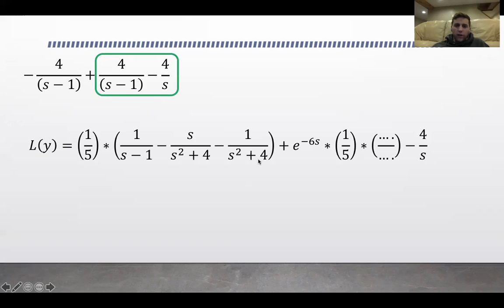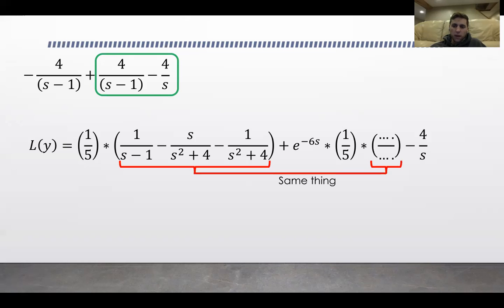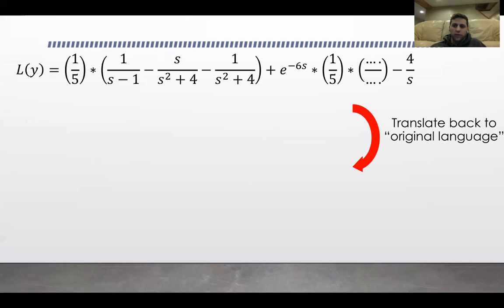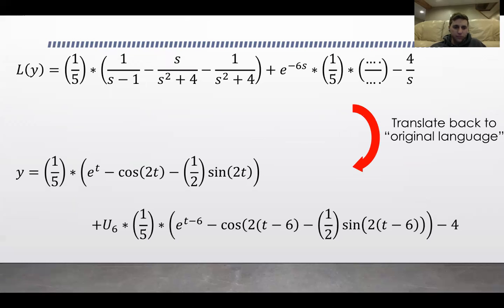And so at this point, we are just about ready to transform back into the original language. We have been in Laplace language this whole time, so we're soon ready to take the inverse Laplace. Like I said, these two things are exactly the same. I just abbreviated them here so we didn't have to write them all again. So this is that same function from the previous slide, and now we are ready to take the inverse Laplace and go back to the original language and find an equation for y.